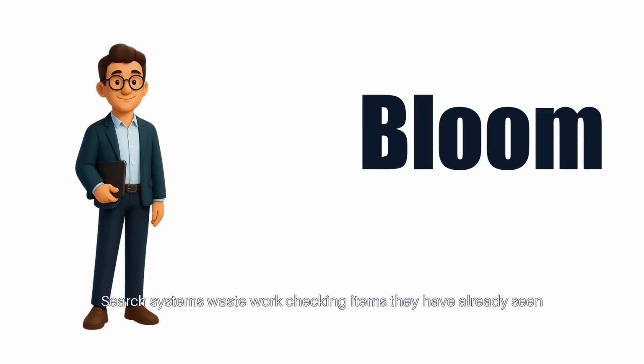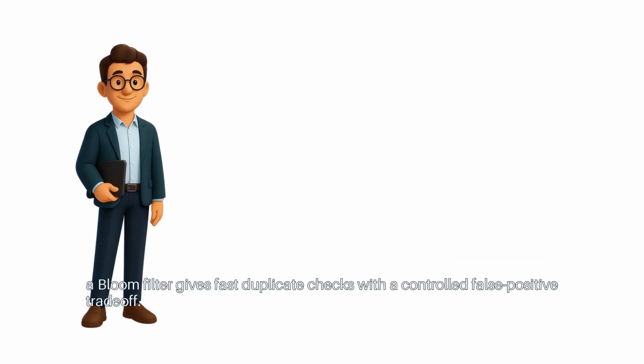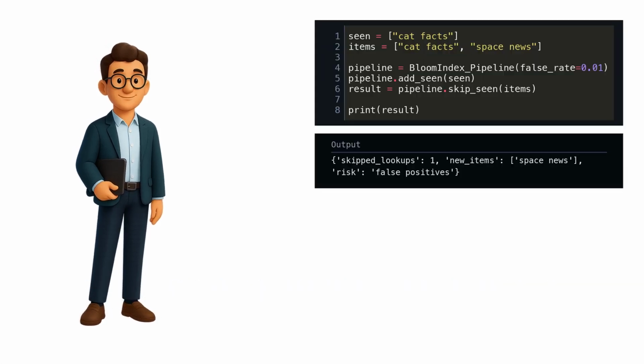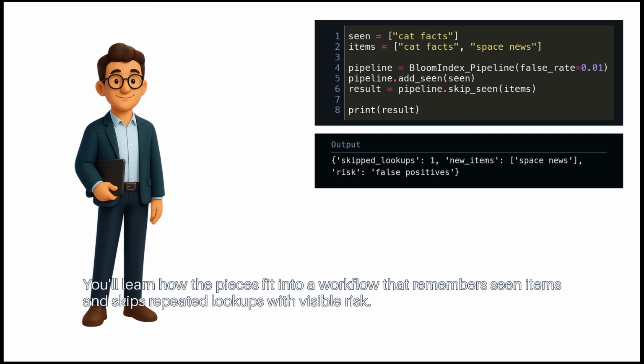Search systems waste work checking items they have already seen. A Bloom filter gives fast duplicate checks with a controlled false positive trade-off. You'll learn how the pieces fit into a workflow that remembers seen items and skips repeated lookups with visible risk.